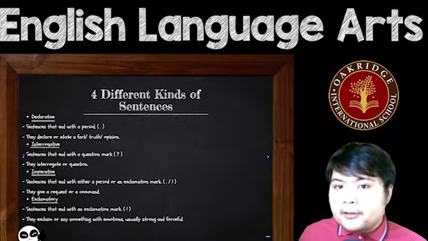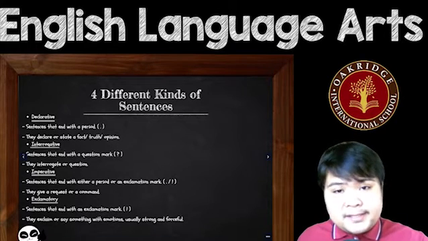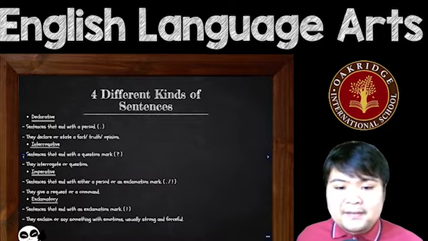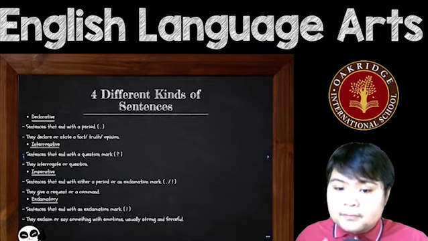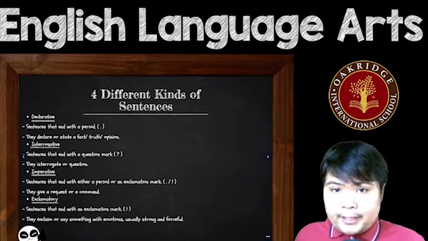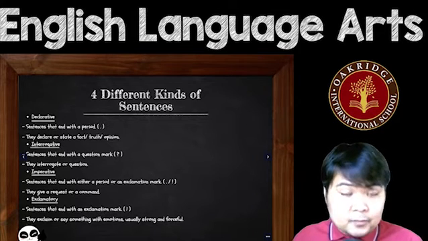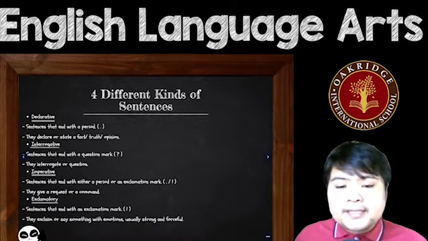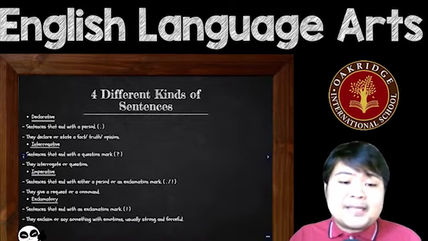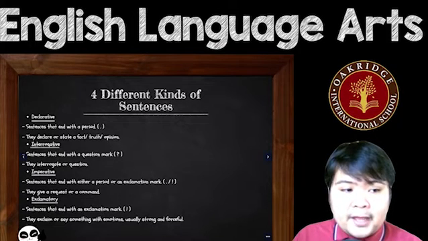Imperative sentences, on the other hand, either end with a period or an exclamation mark. Take note, they could end with a period or exclamation mark. These are used to give requests or commands. Be very careful with imperative sentences, because even if one ends with an exclamation mark, it is not exclamatory. If it gives a command or a request, it is still imperative. Don't forget that. Next, exclamatory sentences end with exclamation marks. They exclaim or say something with emotions, usually strong and forceful emotions.